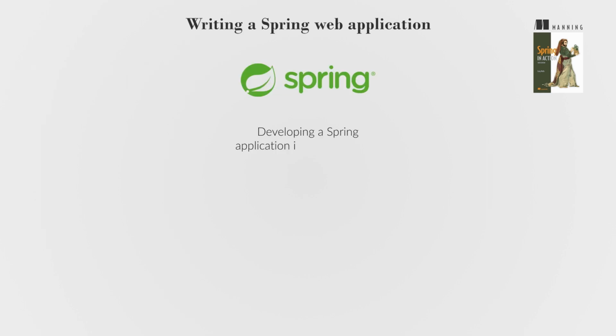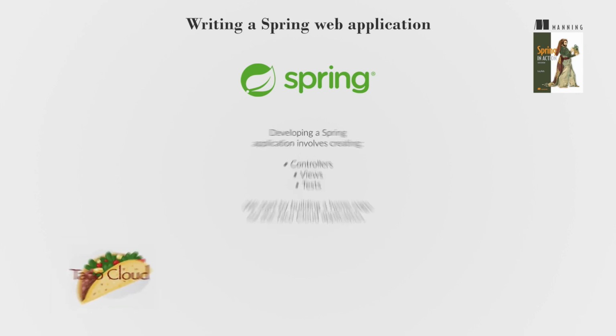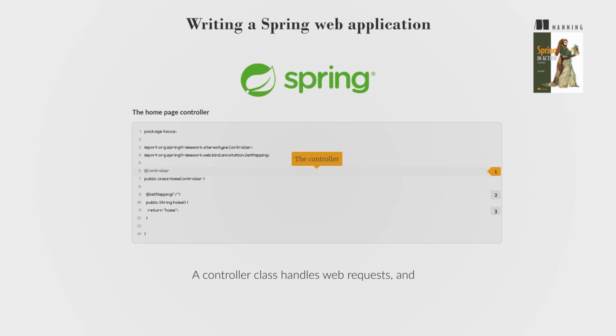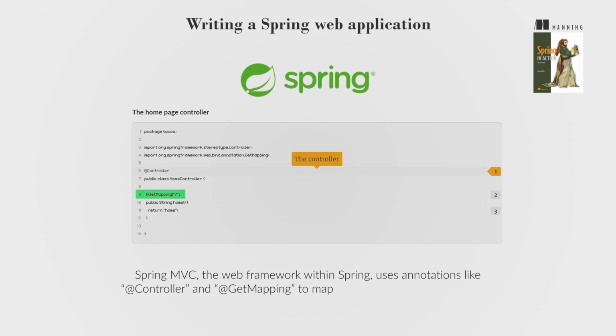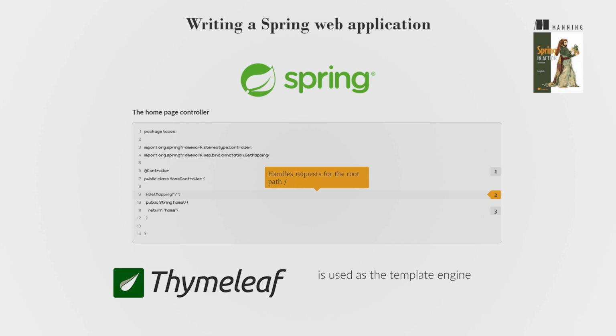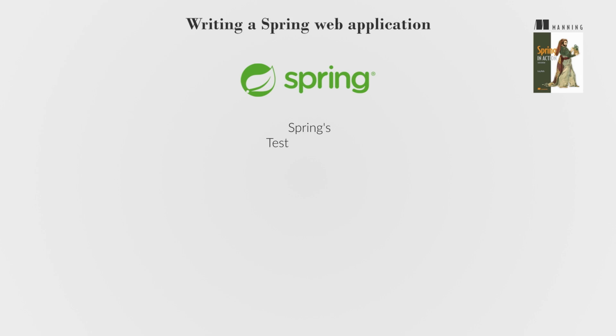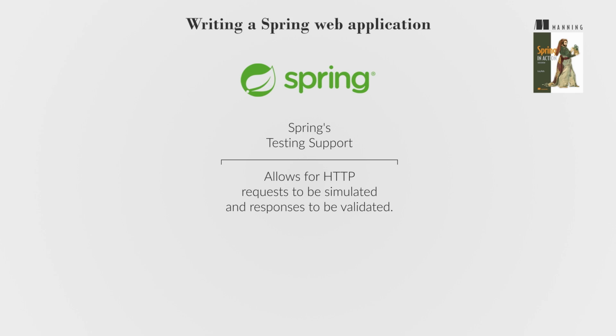Developing a Spring application involves creating controllers, views, and tests. We start by building a home page for the Taco Cloud application. A controller class handles web requests, and a view template defines the page's appearance. Spring MVC, the web framework within Spring, uses annotations like @Controller and @GetMapping to map requests to controller methods. Thymeleaf is used as the template engine for its seamless integration with Spring Boot. Testing is facilitated by Spring's testing support, which allows for HTTP requests to be simulated and responses to be validated.